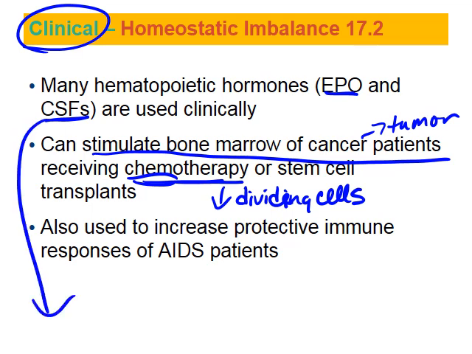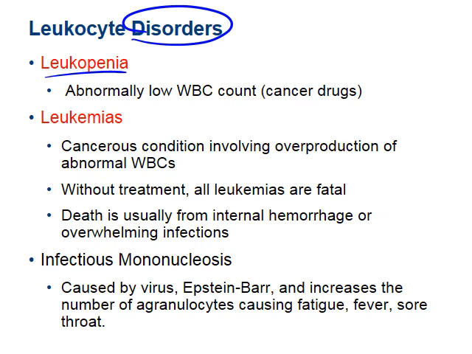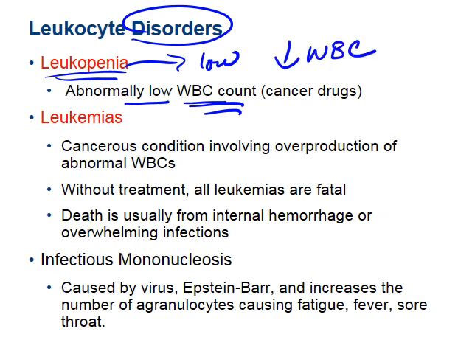So if I give you colony stimulating factors, I'm trying to increase your white blood cell production. If I give you EPO, I'm trying to increase your red blood cell production. All right, some of the disorders. One, you can have leukopenia. Penia means low. So you can have an abnormal low white blood cell count. So you have decreased white blood cells, maybe due to a destructive tumor in your bone marrow.